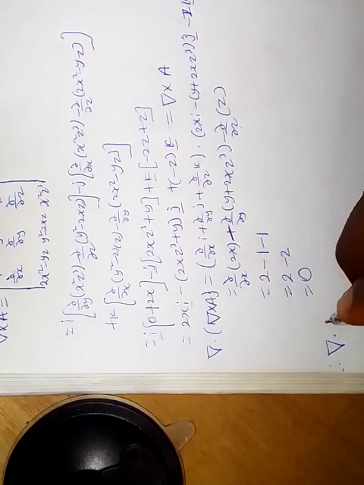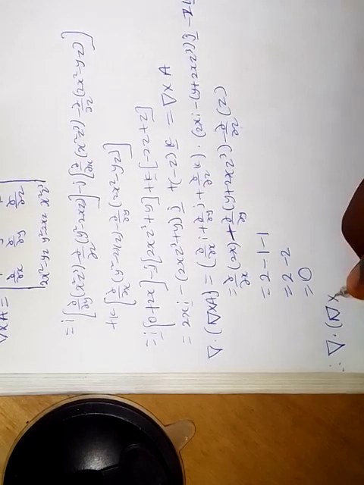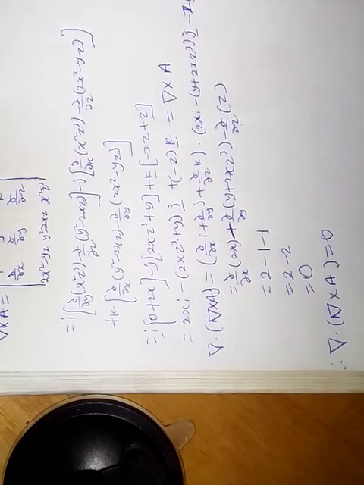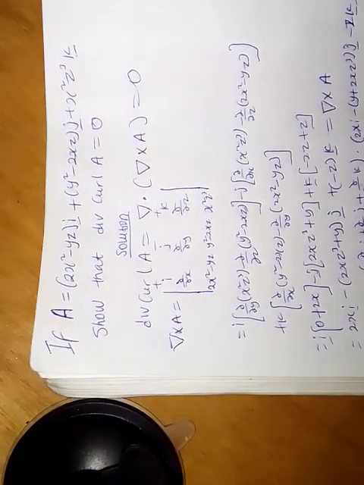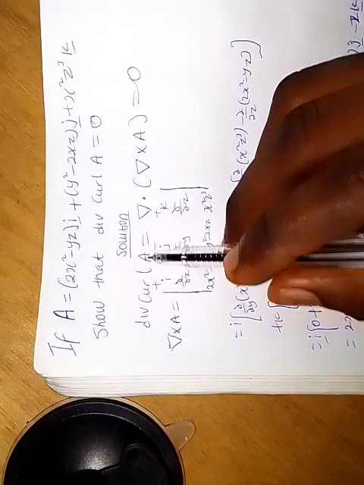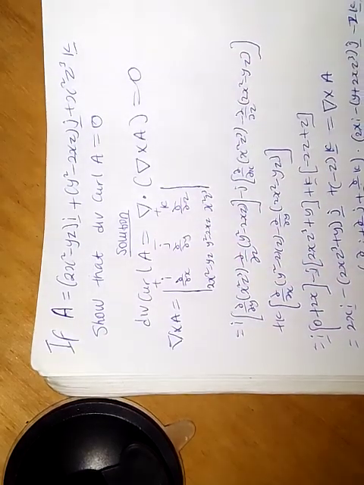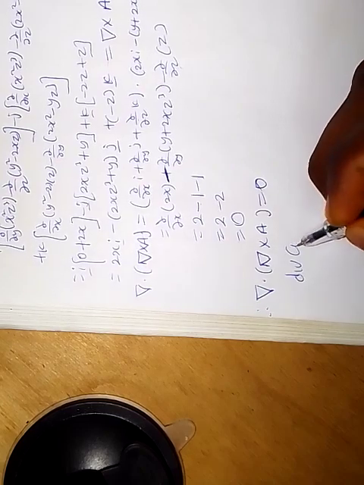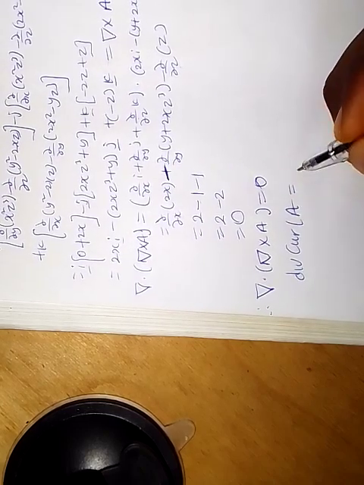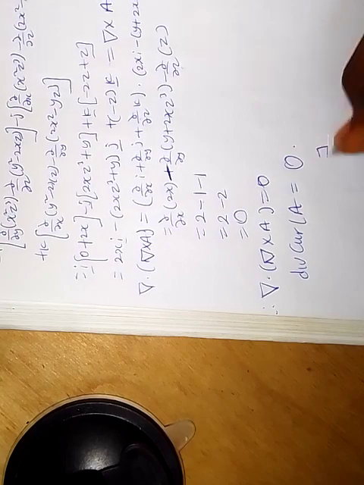So therefore, div of curl of A equals 0, in which we can now claim that div curl A equals 0 as required. So that's the end of the proof.